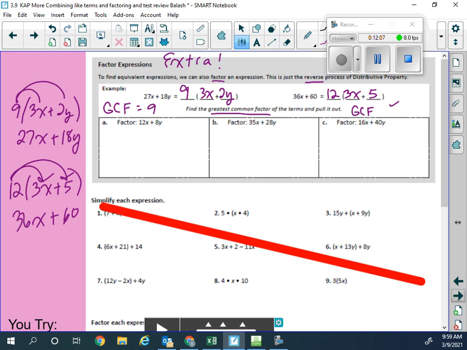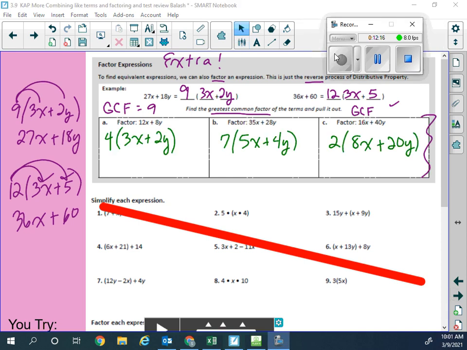Okay? You guys ready to try this on your own? Go ahead and do this next row right here on your own. Okay, so A. Did you guys get 4 groups of 3x plus 2y? Yes. Okay, B, 7 groups of 5x plus 4y. Yes. Okay, how about C? 2 groups of 8x plus 20.